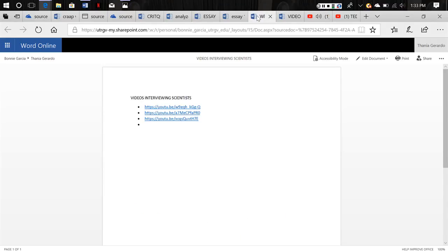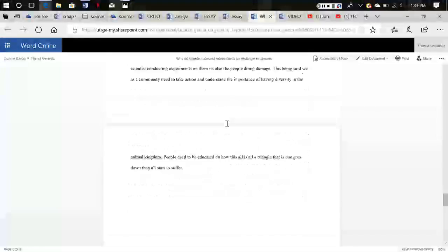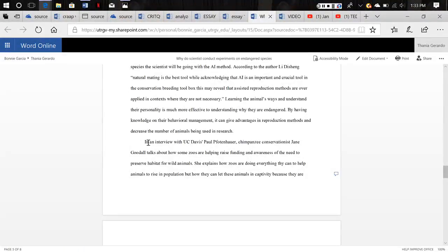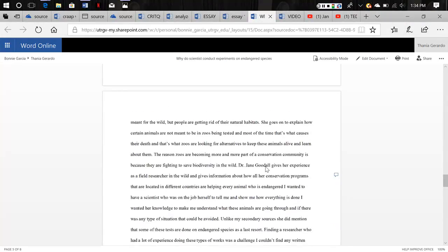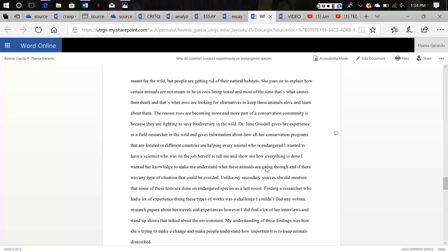And the way I put it in my essay is this. I explained what the interview was about. I didn't quote her, which I thought I should have quoted, and maybe I will quote her, but I explained everything she said. So, the reason zoos are becoming more and more part of conservation communities is because they are fighting to save biodiversity in the wild. And then I go on to explain what she said. So Dr. Jane Goodman gives her experience as a field researcher in the wild and gives information about how all her conservation programs that are located in different countries are helping every animal who is endangered.